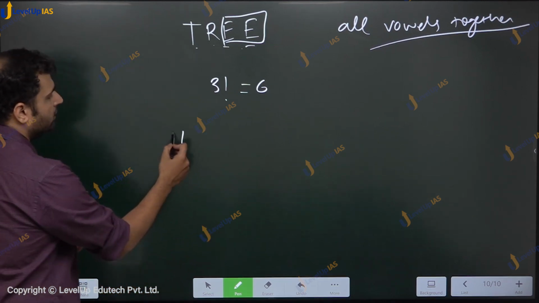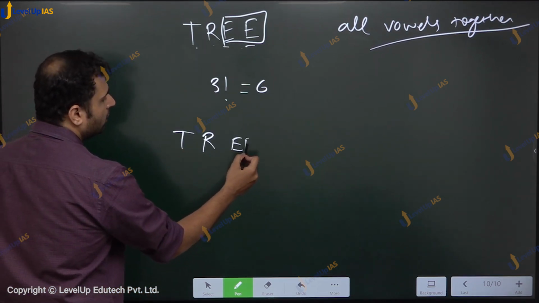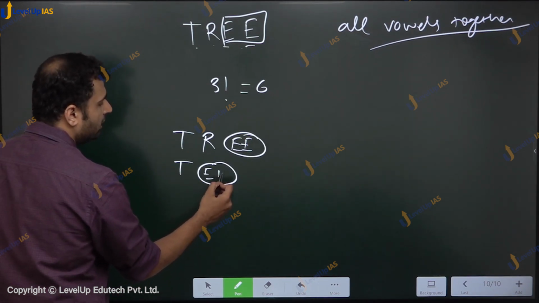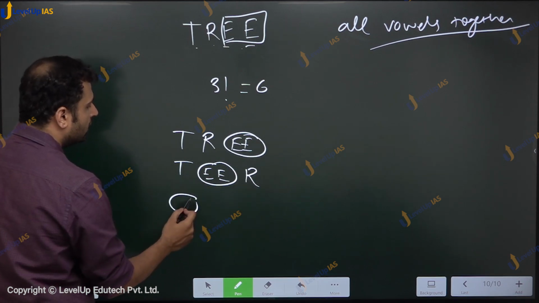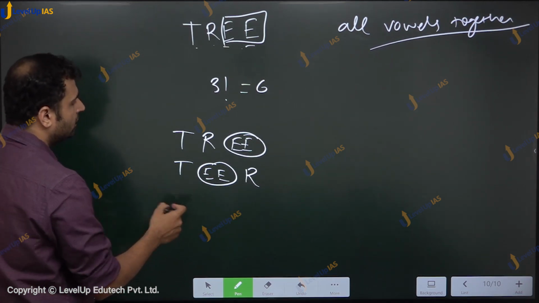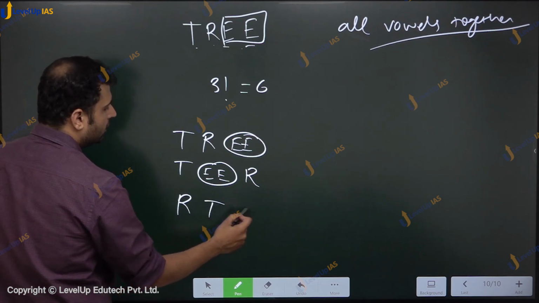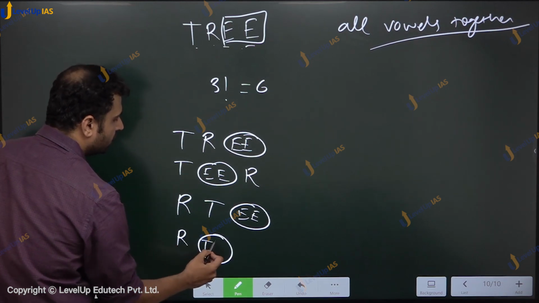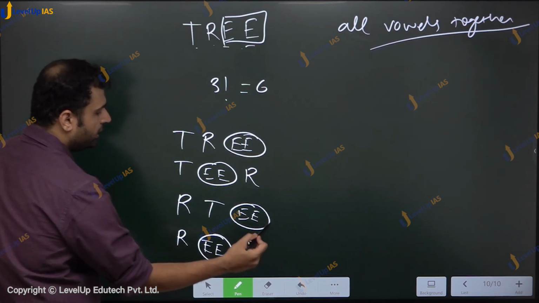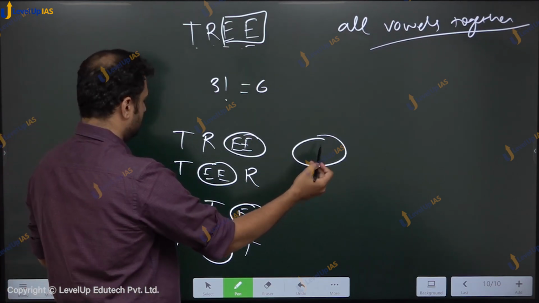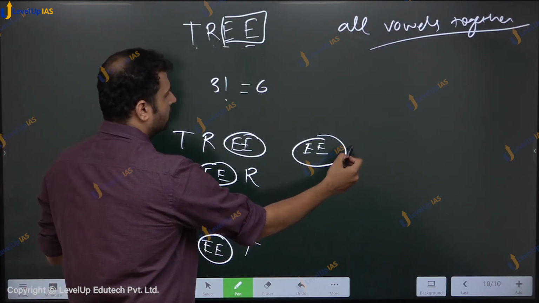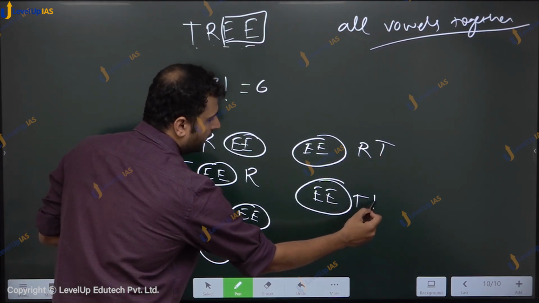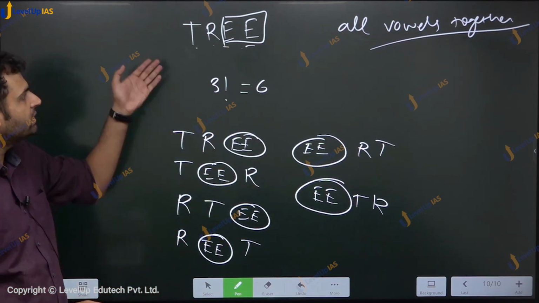So basically ऐसा होगा T R E E as a block, then T block, block में अंदर E E आएगा, यहाँ पे R, फिर यहाँ पे we can have R T, यहाँ पे E E as a block, then R, यहाँ पे block, and यहाँ पे T, then finally we have block R T and then as a block T and R. These are 6 ways we can have these rearrangements.